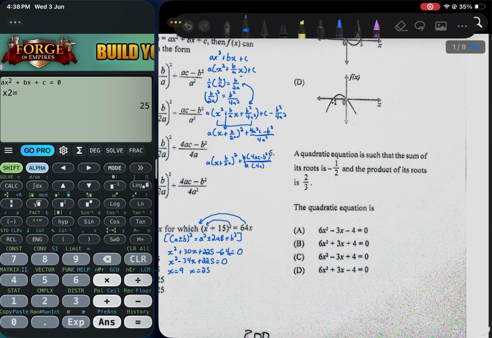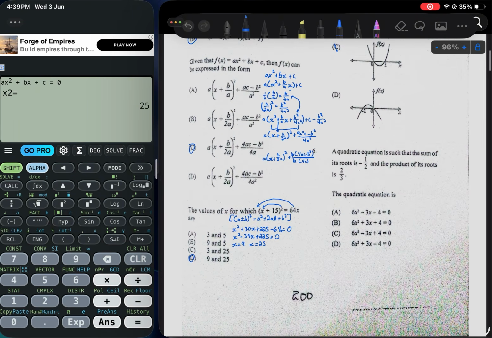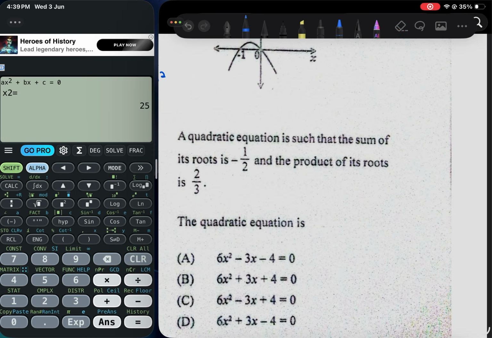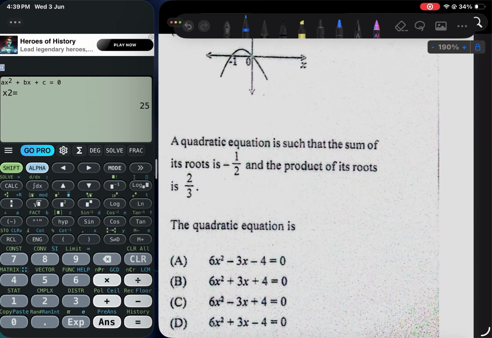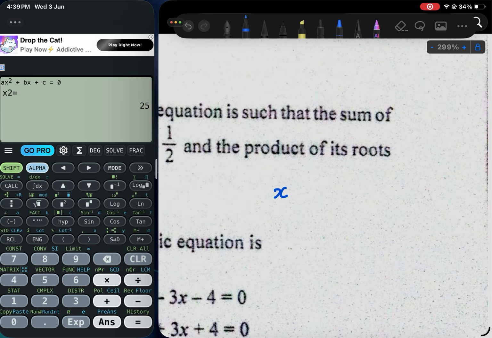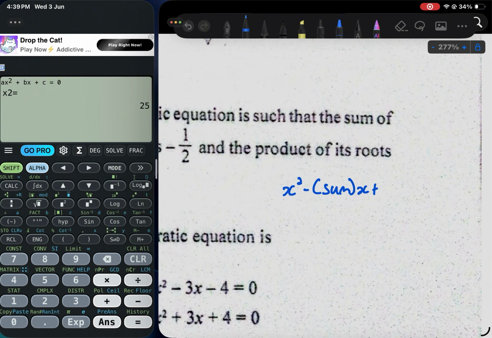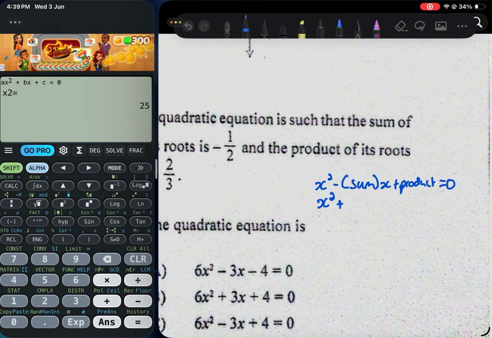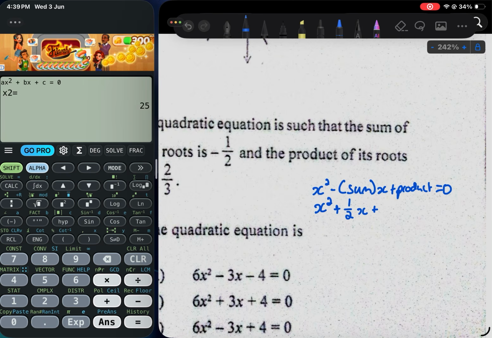A quadratic equation is such that the sum of its roots is -1/2 and the product of its roots is 2/3. We know that the standard equation for this is x squared minus the sum of x plus product, which is equal to 0. So x squared minus the sum, which is a half, that would turn into a positive. So plus a half x, then plus the product, which is 2/3, is equal to 0.